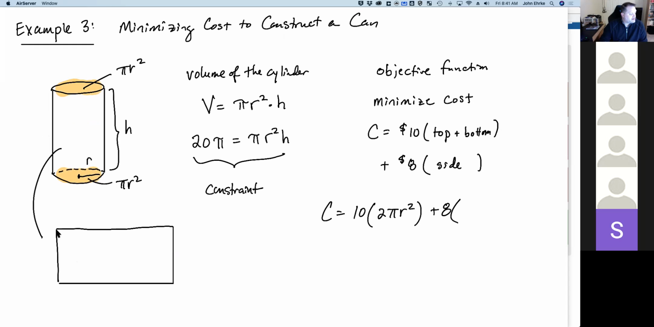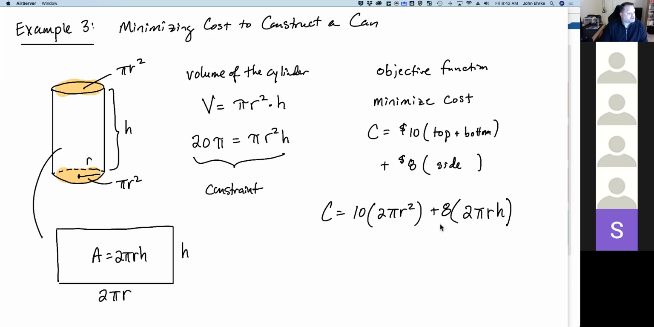Well, this side here is the height of the can as you peeled it off. So this would be H. And then the long length here is the length of the label being wrapped around the can. So this would have length equal to the circumference of the base. And the circumference of the base is 2 pi r. So the area of the label would be 2 pi r h. That's the surface area of the side.